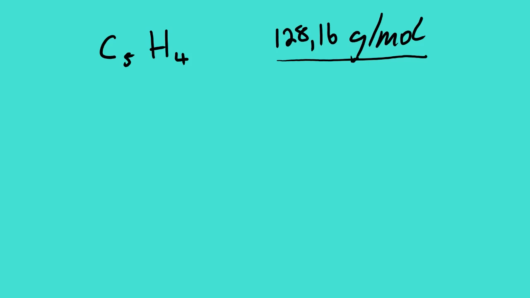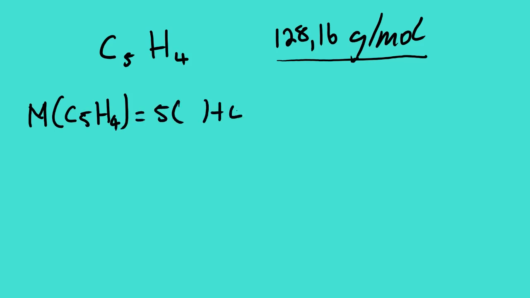Now we need to determine the molecular formula. Remember, if we have the empirical formula, we can find the molar mass of the empirical formula, which will be 5 times 12 plus 4 times 1. Carbon has 12, hydrogen has 1. We get that the molar mass of the empirical formula is 64 grams per mole.